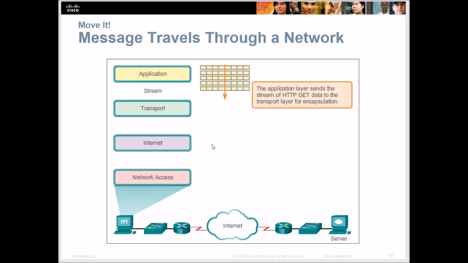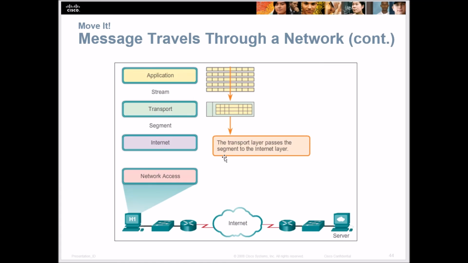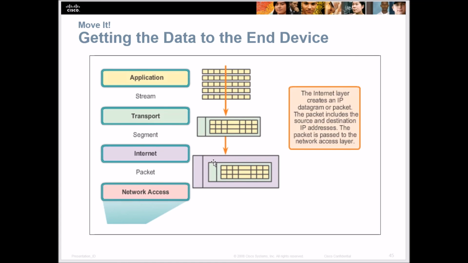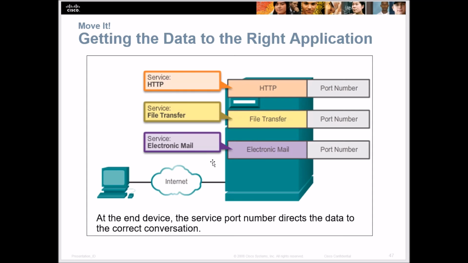Okay, so just a quick review. A message travels through a network. The application layer sends the stream. It goes down the OSI model, in this case the application, transport, internet, and network access layers, gets sent across, and then comes back up the layers on the other side. I'm just going to scroll through these. You can pause these if you want to look at them. And then we get the right data to the right application.